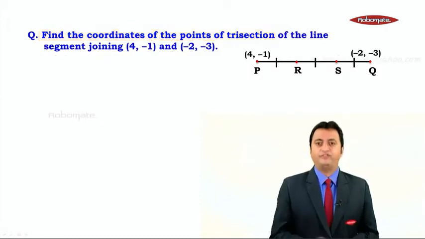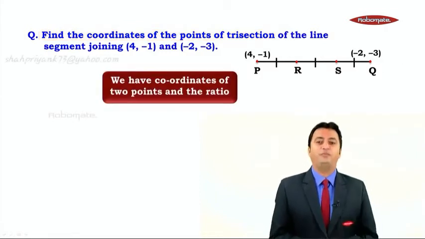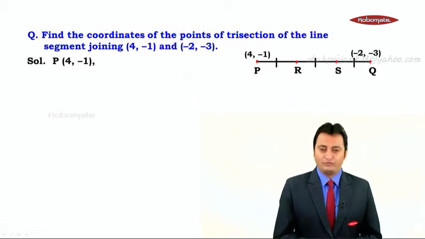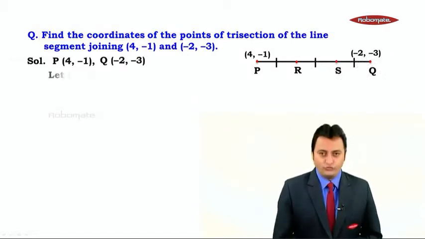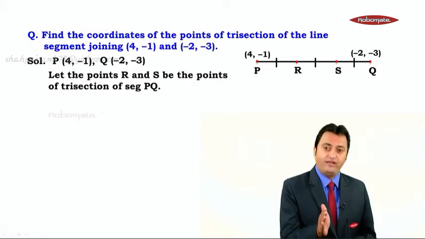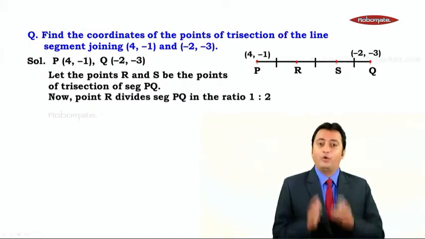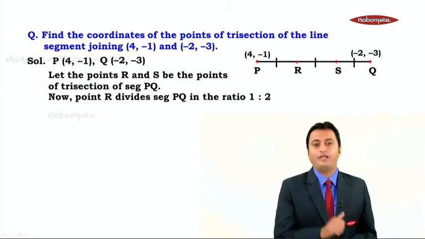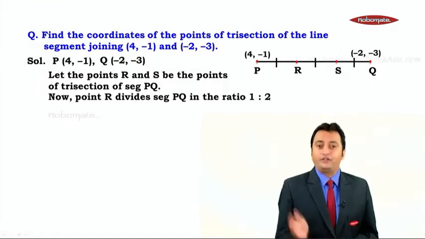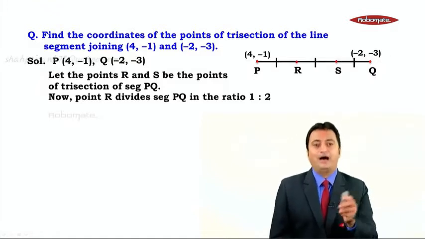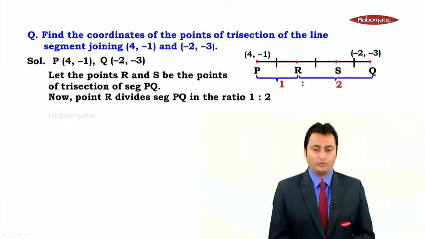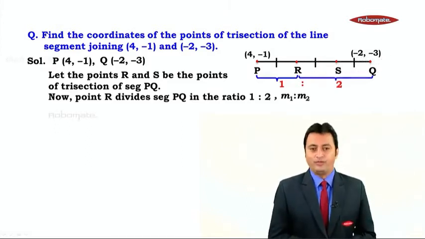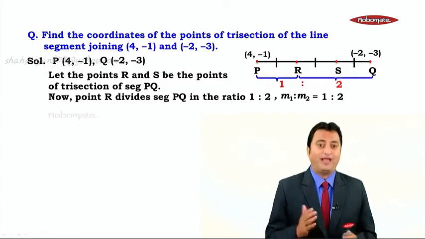I repeat, PR, RS and SQ are in the ratio 1:1:1. So in this sum, we have got the coordinates of the points and the ratio. Which are the 2 points? It is point P (4, -1) and point Q (-2, -3). And as I have said, trisection means the ratio will be 1:1:1 for PR, RS and SQ. Likewise, for point R, the ratio will be PR is to RQ is equal to 1:2. I hope you have understood. PR is to RQ is equal to 1:2.